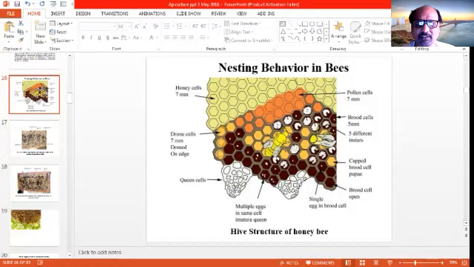The hive is constructed on twigs, walls or any objects, using propolis to hold tightly; the whole colony is stuck tightly by propolis. Propolis is nothing but a gummy, resinous material collected from plants, and the remaining part is wax. From that wax they make very equal-sized hexagonal cells.